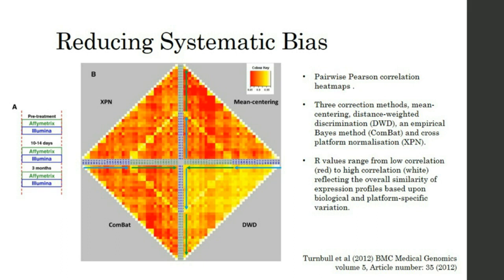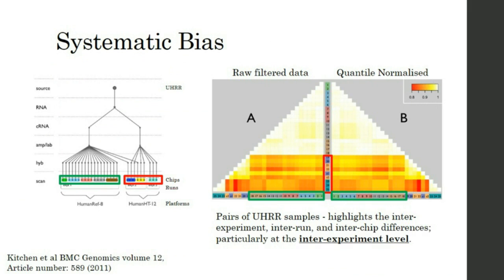Now, if you look at this sort of cheese toasty kind of plot here, the green samples represent the Affymetrix data, and the blue samples represent the Illumina data. These are in numerical order. So patient 1, sample 1, 2, 3, patient 2, sample 1, 2, 3, and so on.